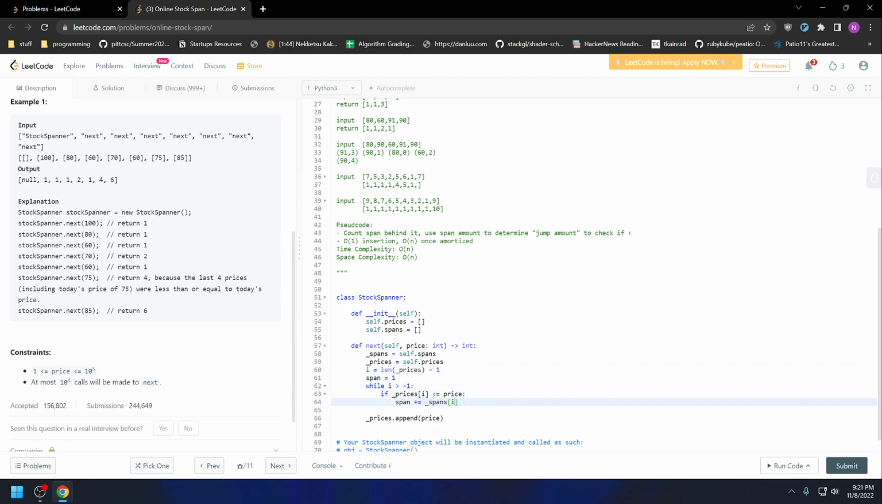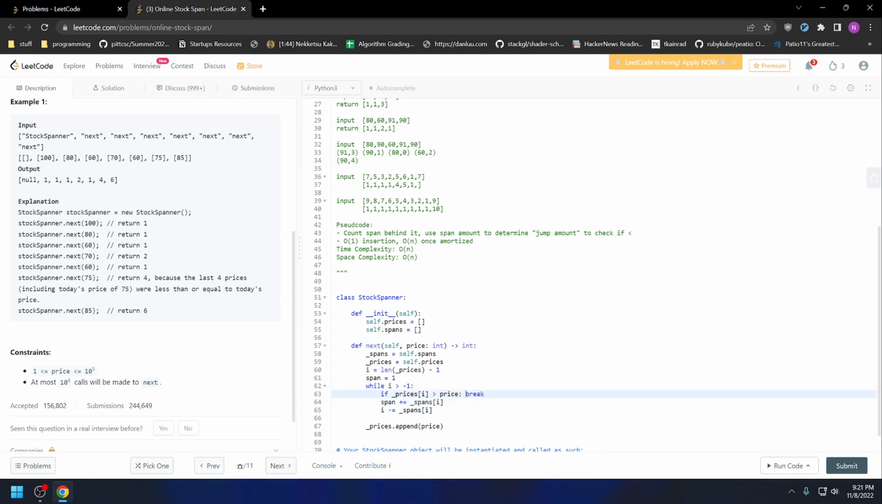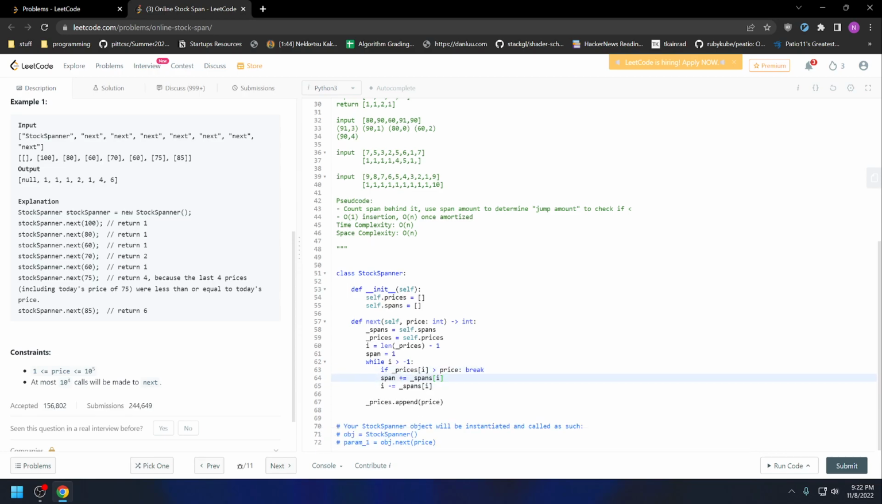Spans at I minus equal spans at I. Okay, so we get the spans, we get the prices, we start at I is equal to that last place, and our span is 1. Spans minus 1.